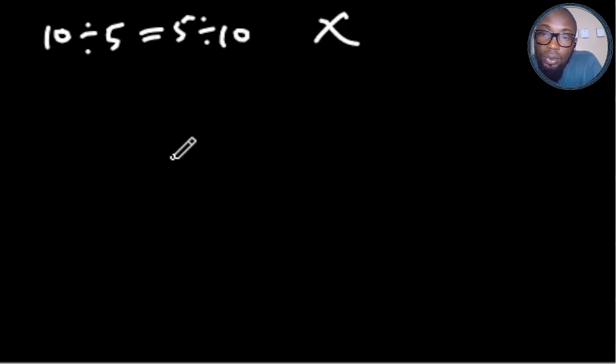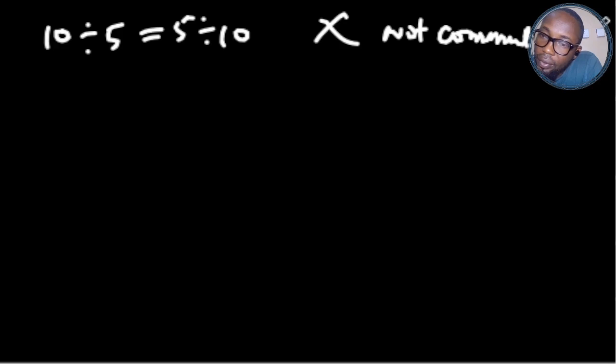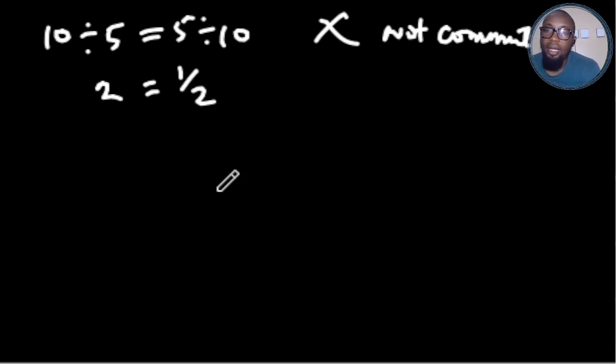You cannot say 10 divided by 5 equals 5 divided by 10. This will be super wrong. It is not commutative. So 10 divided by 5 cannot be equal to 5 divided by 10 because this one will give you 2 and this side will give you half or 0.5. So this left hand side is not equal to right hand side. So this is not true.